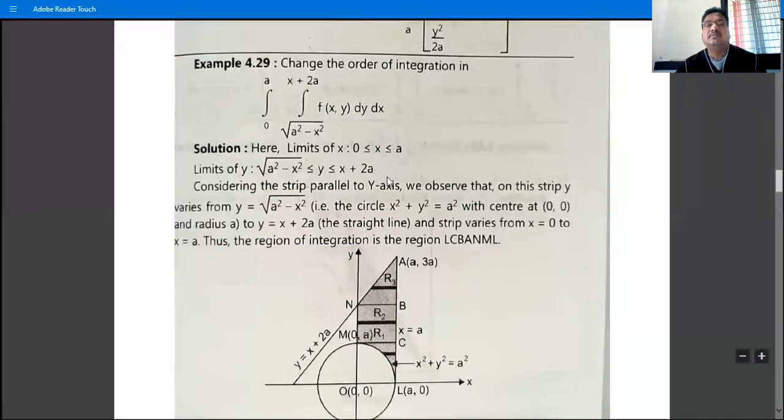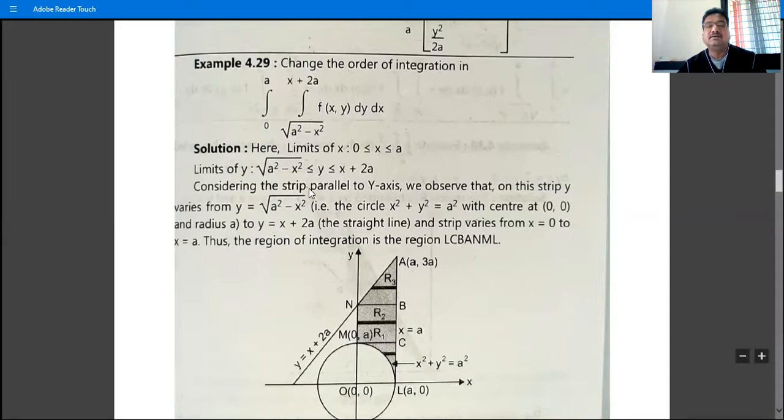Next example of change of order. Change the order of integration: the integral from 0 to root a square minus x square, of the integral from x plus 2a, f(x, y) dy dx. So I have to change the order. First draw the figure, and this is the limit on y.